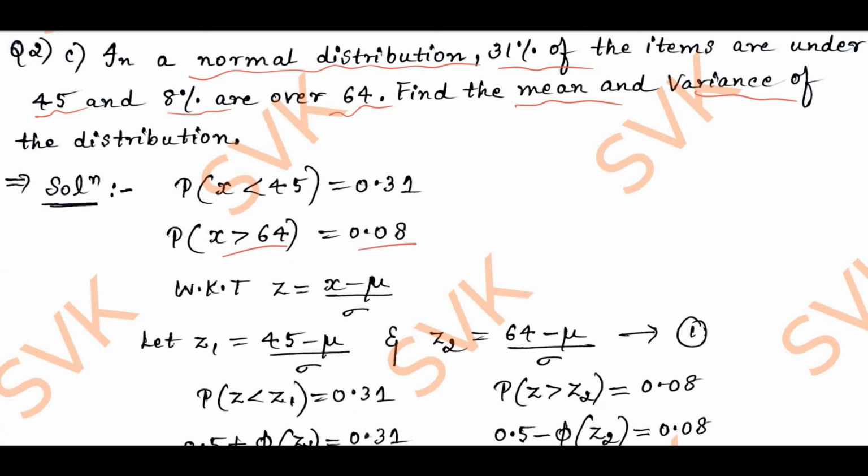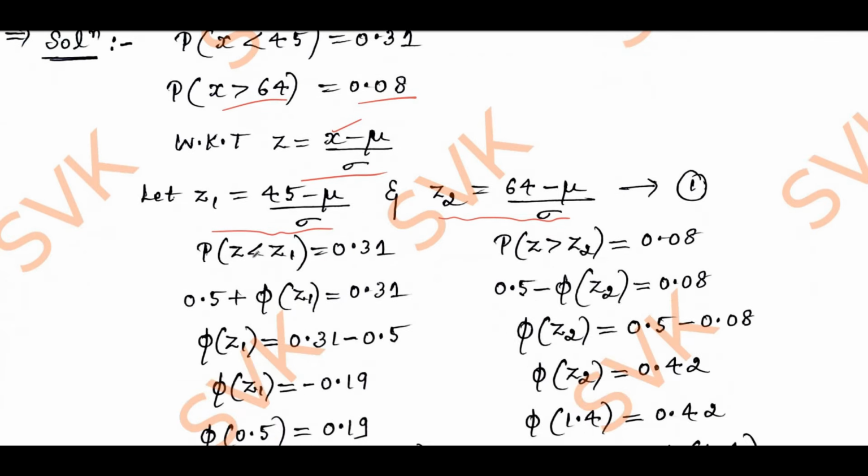So we know that a normal variate is given by z equal to x minus mu by sigma. So put the x value here. That is 45 minus mu by sigma, and I will represent that by z1. Similarly, I will represent z2 as 64 minus mu by sigma. Then we require to find the probability of z less than z1. Probability of z less than z1 is given by the formula.